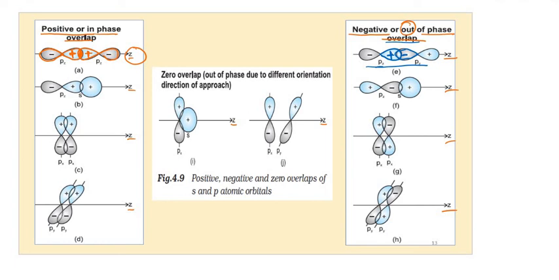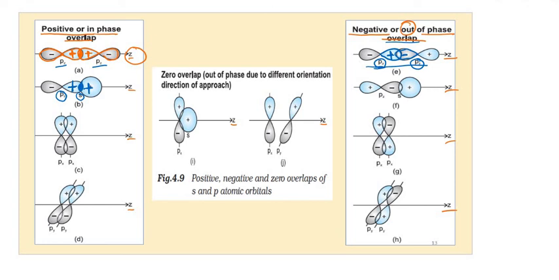Concept is clear, students? So this was all with respect to pz and pz positive, and pz and pz where there is a negative or out-of-phase overlap. Similarly, if a pz orbital is overlapping with an s orbital, then at the same time there should be a positive sign, that is with respect to electron density. So therefore this is the overlapping part here. Then only it is called positive overlap.